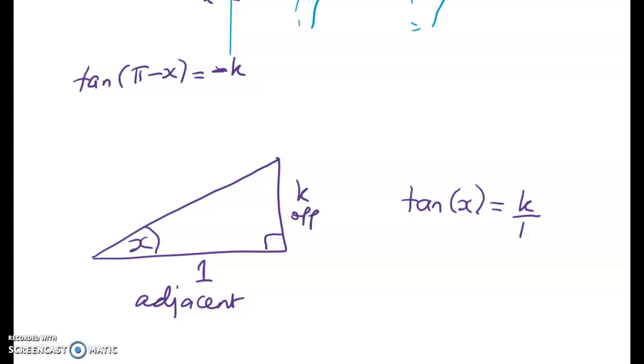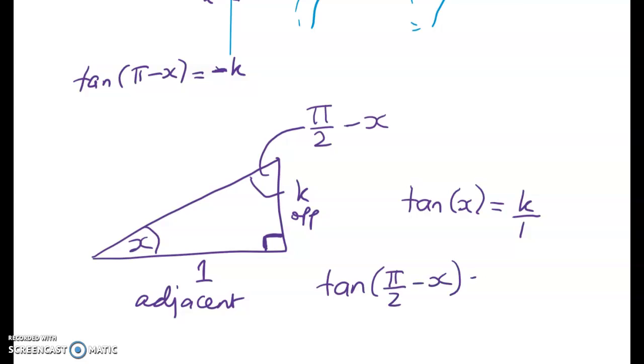We know that angles in a triangle have to add up to 180. So this angle here is 90 minus x, right? Or pi on 2 minus x, because this is 90 degrees here. And that means that tan of pi on 2 minus x is equal to 1, the opposite, divided by k. Right? So there's my opposite side, and there's my adjacent side. So the answer to that one is going to be 1 over k.